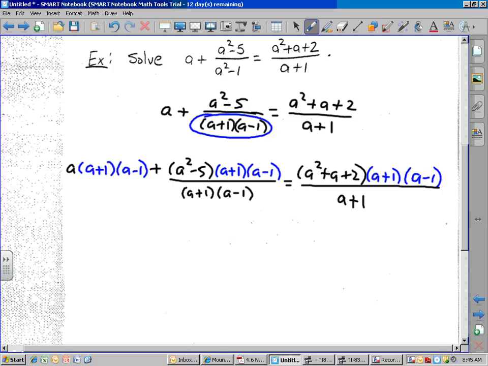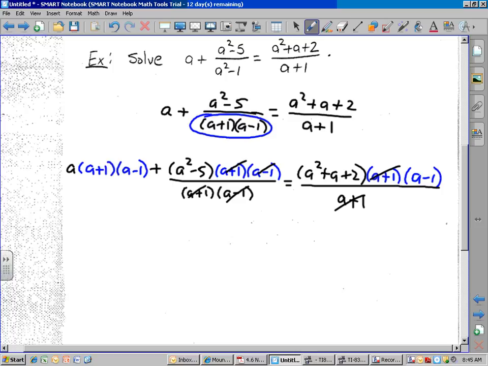Okay, so we're going to cancel what we can. We have an a plus 1 here we can cancel, an a minus 1 we can cancel, and over here an a plus 1 that we can cancel. So all the bottoms are now 1. We don't write them, they're understood ones, but there is no more variables on the bottom. It's just ones. So let's go ahead and start multiplying these out.